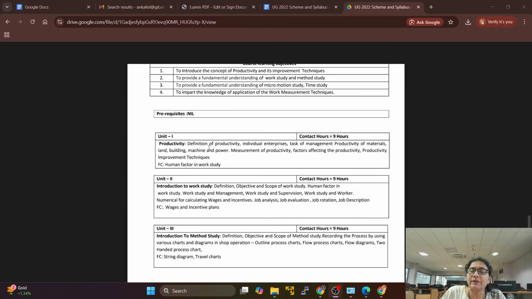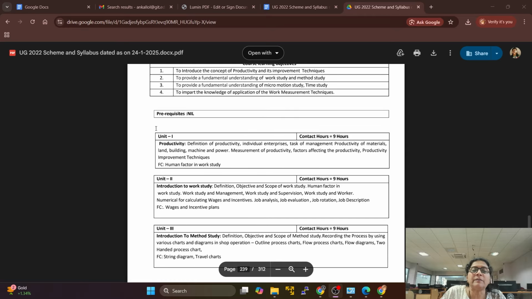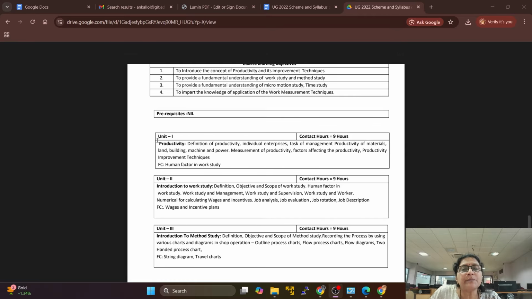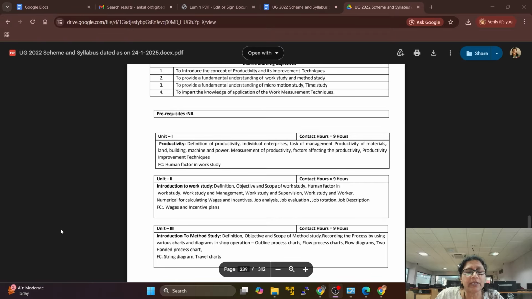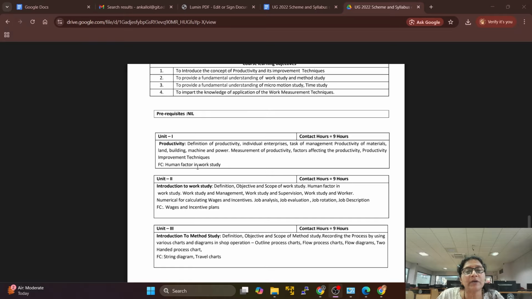So the first unit is productivity only. A very important and very popular word these days is productivity. Every industry is striving for improving the productivity of the organization. If you increase the productivity of the organization, every stakeholder in the organization, every person working, is getting benefited. How, and all that, you are going to learn as and when you study the lessons or units.